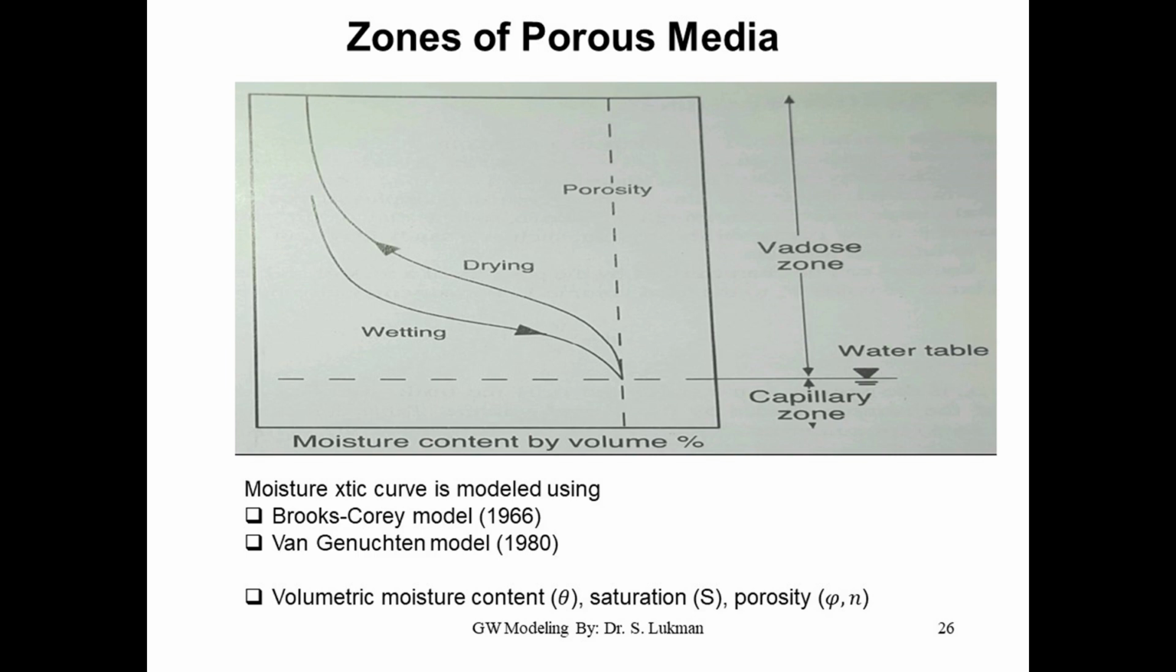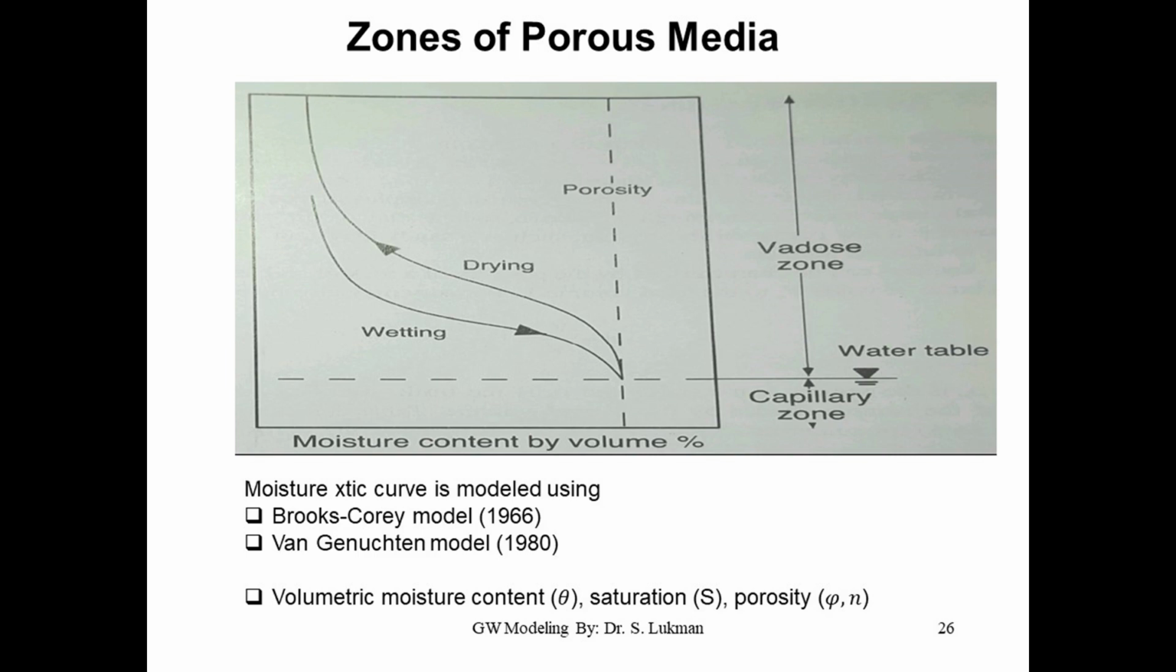Now, let's define some few terms as they affect the unsaturated zone, or sometimes even the saturated zone. We have the volumetric moisture content. Just the moisture content in volume. This you must have done in soil mechanics, right? So back to soil mechanics.